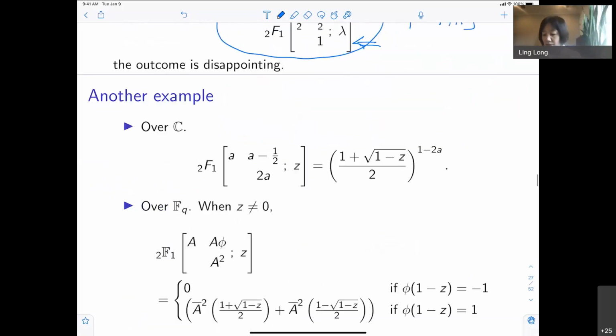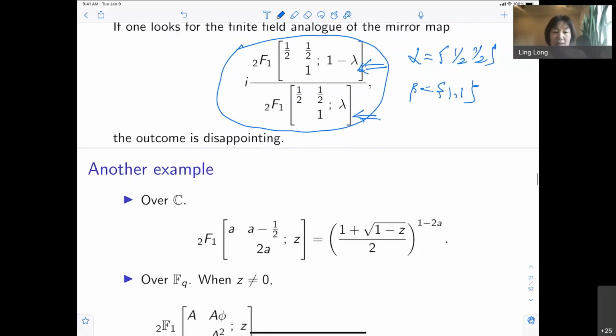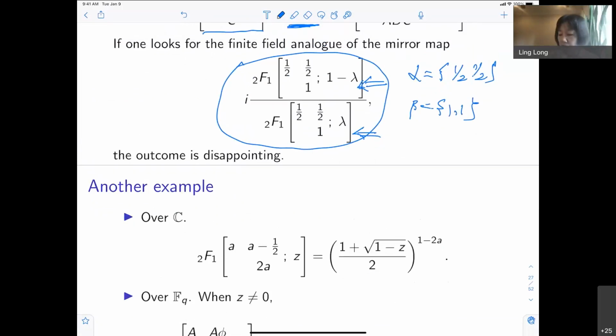So another example will be this one down here. This is an algebraic hypergeometric function. If I look at 2F1 of a, a minus 1/2, 2a, it's going to be this algebraic function. Of course, if we look at the finite field analog, I practice writing down what that is over a finite field: this is a character a, this is a character a times a quadratic character, this is a squared, this is z.